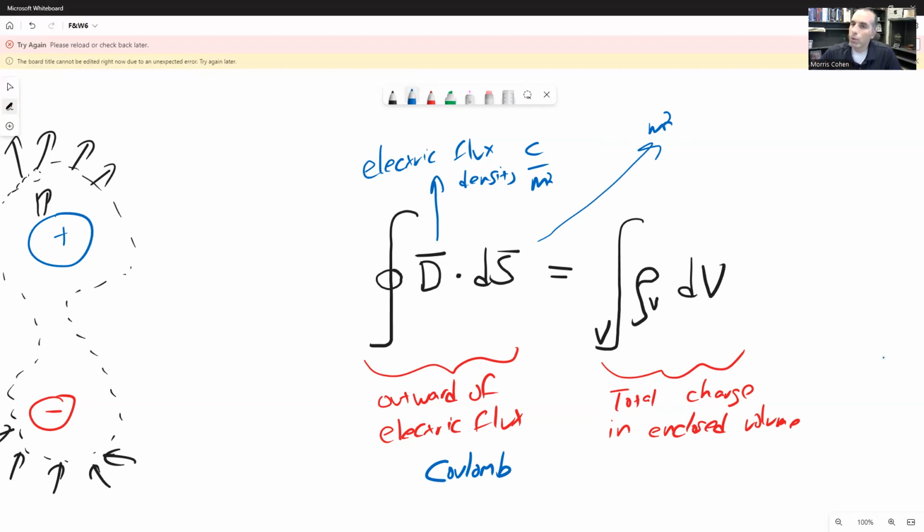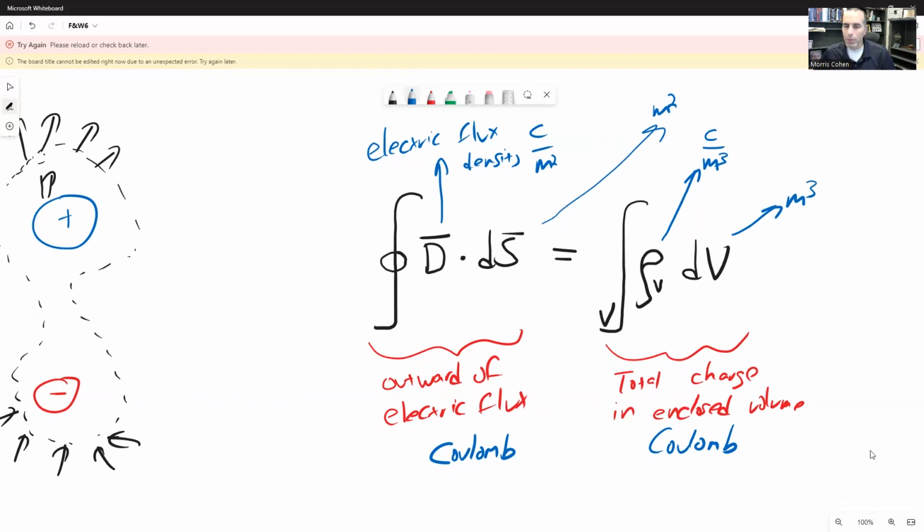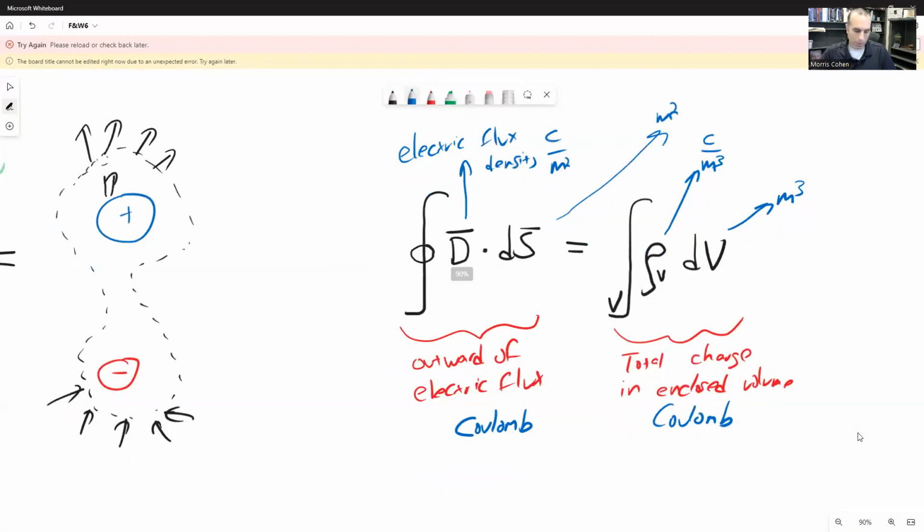The right side is also a total charge. This is rho v, a charge density per volume. So it's coulombs per meter cubed times a meter cubed. And so this also has units of coulombs. Right, so it should make sense now why D is electric flux density, because it's a density of electric flux, and if we integrate it and multiply it by area, then we get total flux or total flow of these electric flux lines.